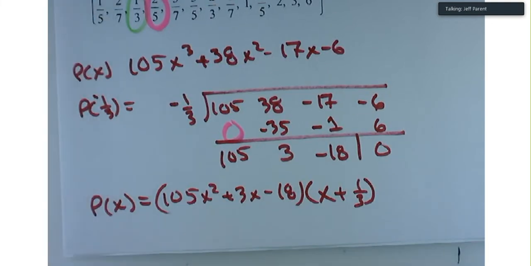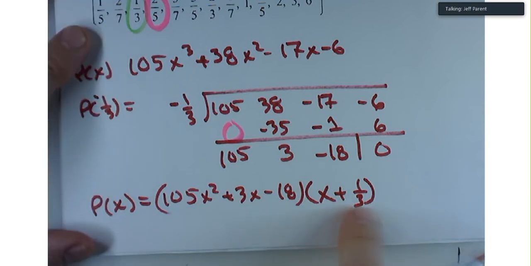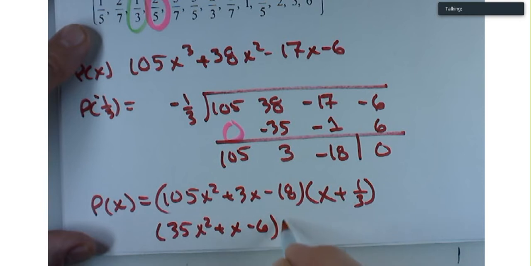Now, if you want to help yourself out a little bit, we can do that. I'm not really keen on these fractions here. If you notice, each one of these is divisible by 3, right? So I'm going to factor out that 3. That's going to leave behind 35x squared plus x minus 6 like that.